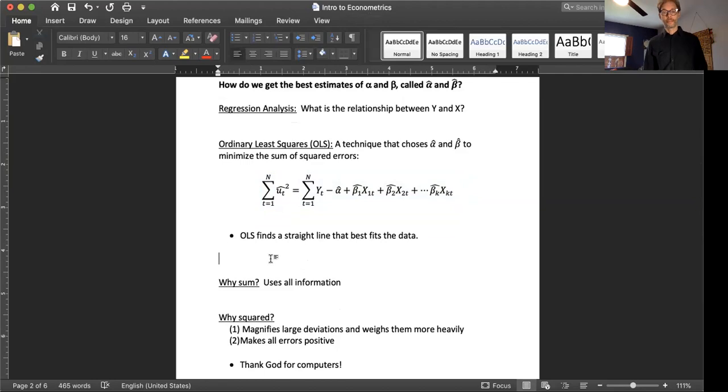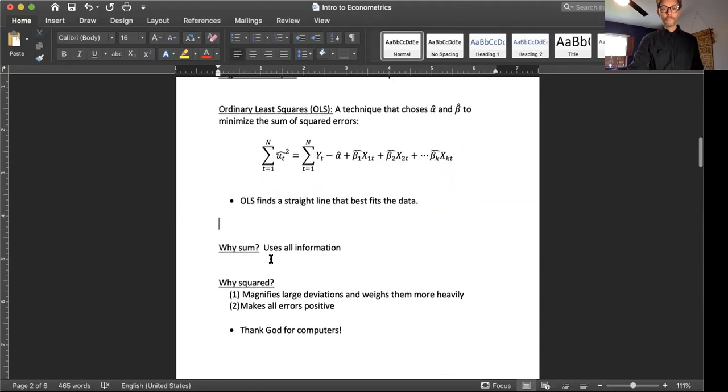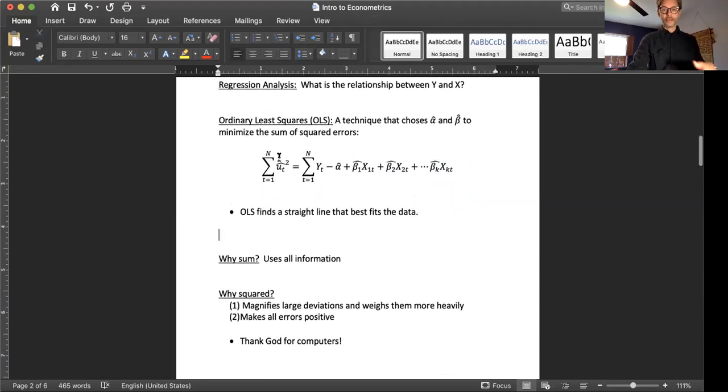In other words, what ordinary least squares is trying to do is find a straight line that best fits the data. Now, just to understand why ordinary least squares behaves like this, you might ask, why do we take the sum of all data? Well, I think that's pretty obvious, right? We want to do the sum because we want to use all information available. We don't want to do this just for one or two observations. We want to do this for all observations. Maybe the trickier question is, why squared, right? Why couldn't we just have a technique that minimizes the sum of all errors?